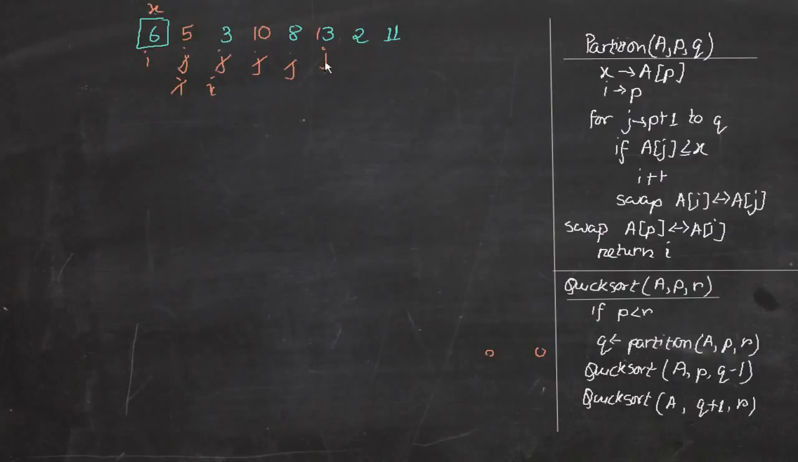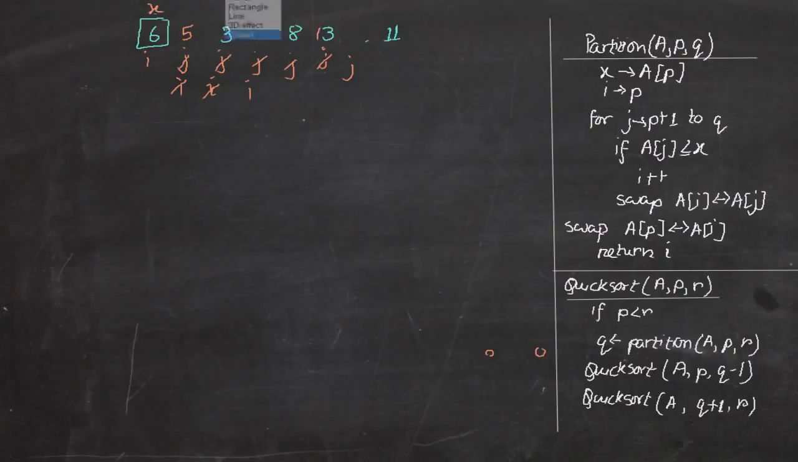All right. So then let's move on to the next J, which is this. And since 2 is less than 6, we do increment I again. So I is here. So we swap 10 and 2. So let's swap it.